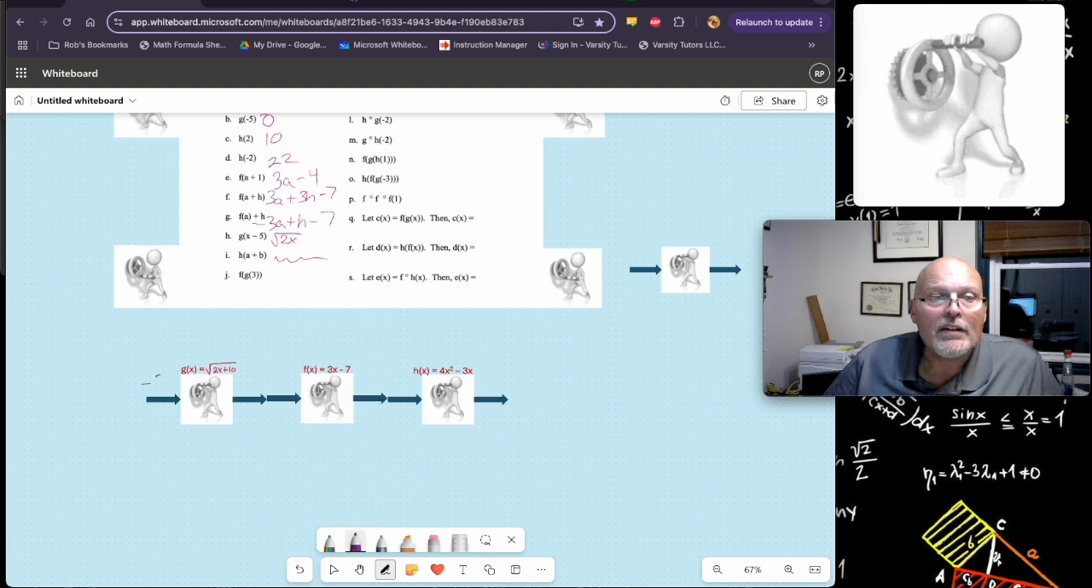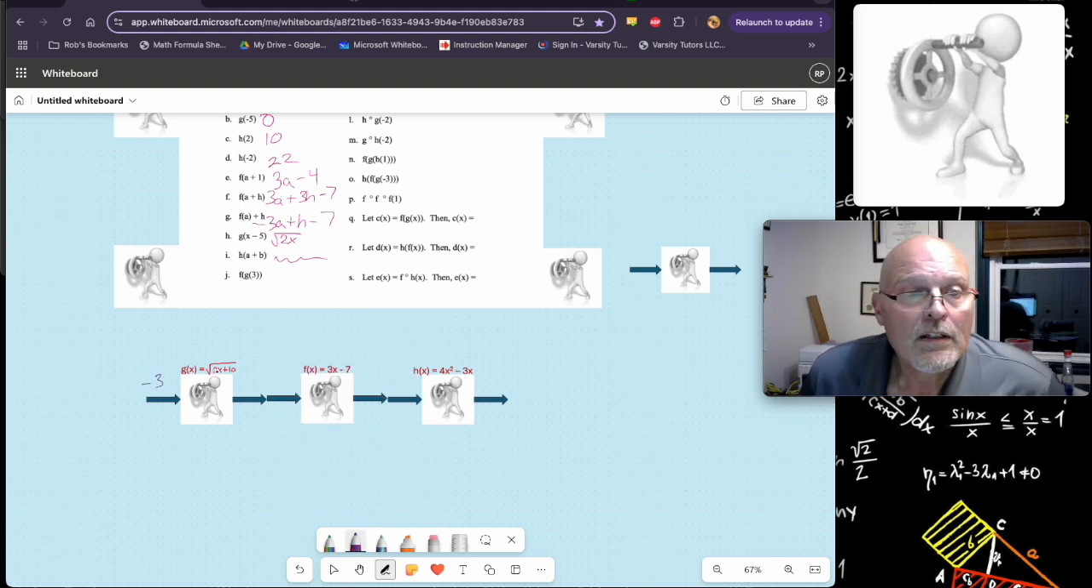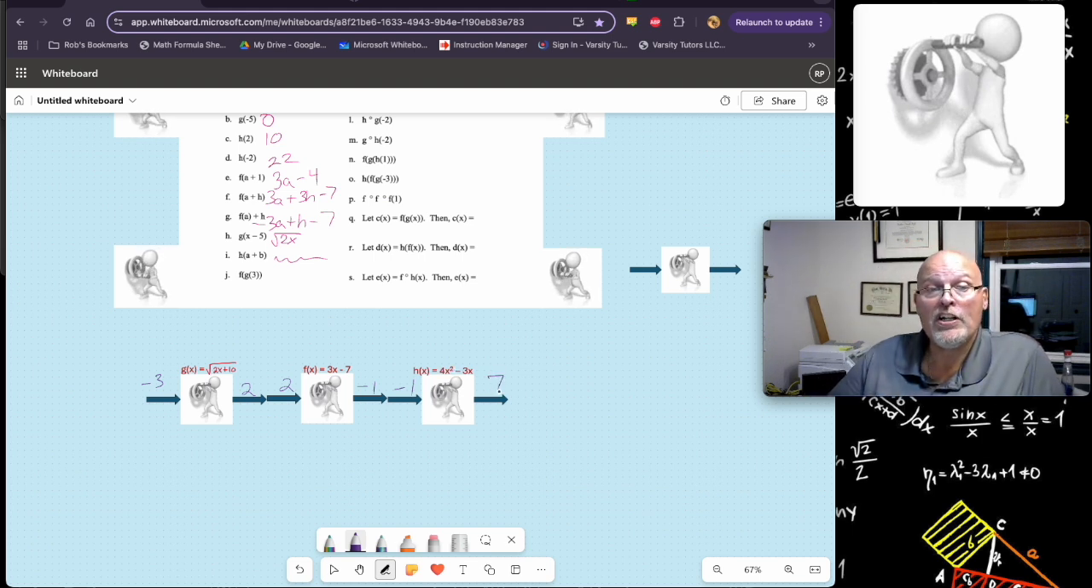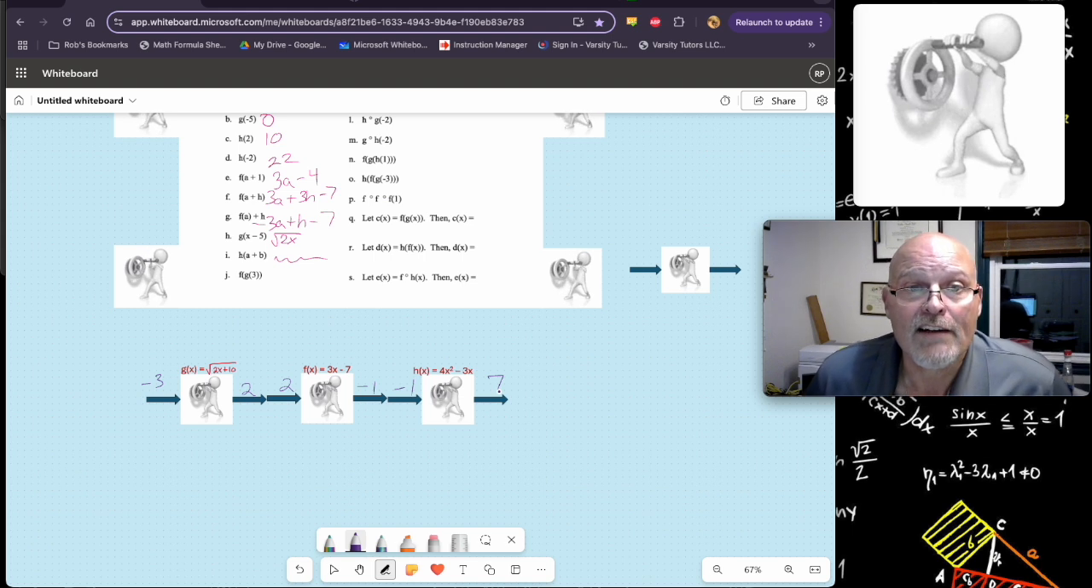So I'm going to stick -3 in here. 2 times -3 is -6. -6 plus 10 is 4, and the square root of that is 2. 2 is my input here. 2 times 3 is 6 minus 7, -1, which means we put -1 in here. -1 squared is 1, so 4 plus 3. The output of h of f of g of -3 is 7.